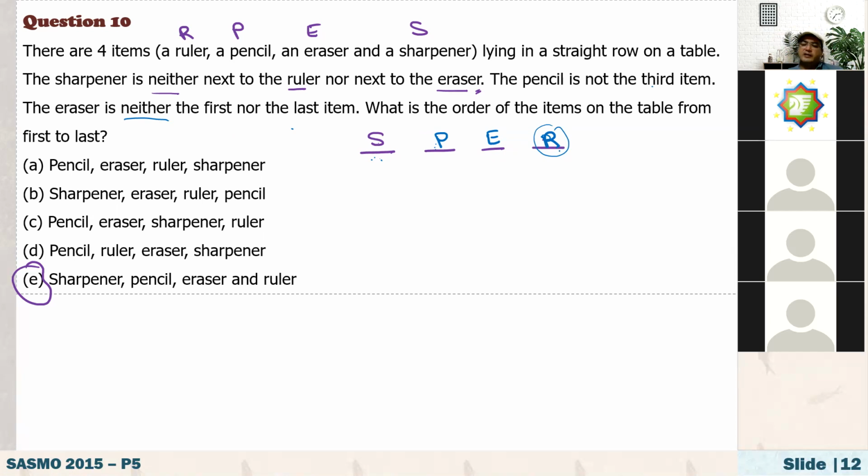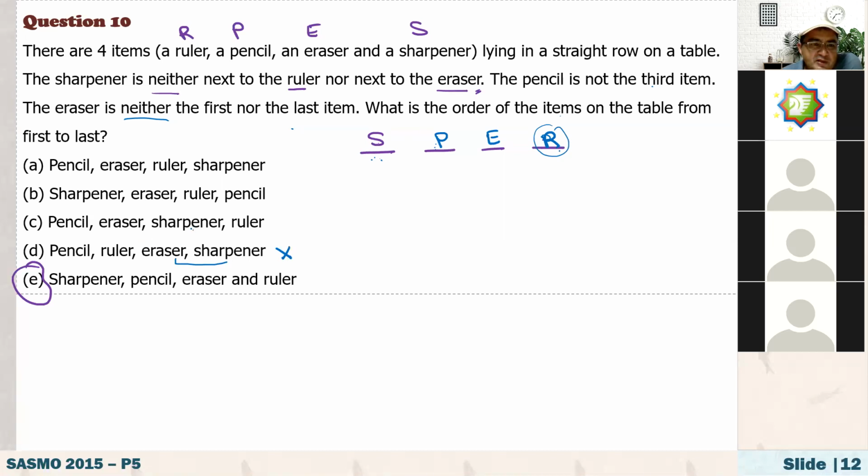Another way is, Aydın, if you are given choices, for example. Suppose that I'm going to use the answers. In the question, it says that pencil is not the third item, right? And also it says eraser is neither the first nor the last. And sharpener is neither next to the ruler nor next to the eraser. This one has sharpener next to the eraser. So D cannot be the answer.